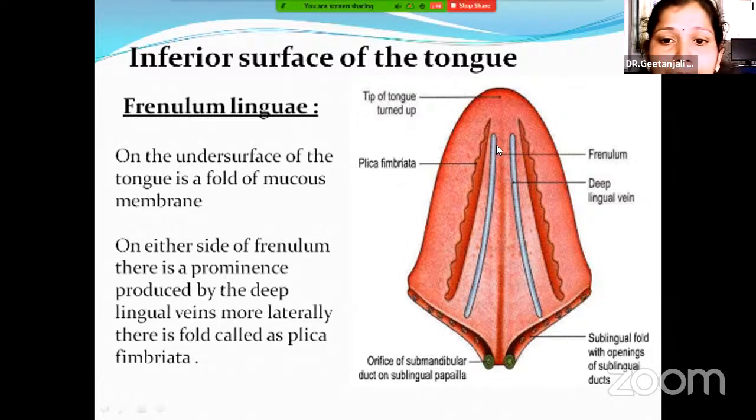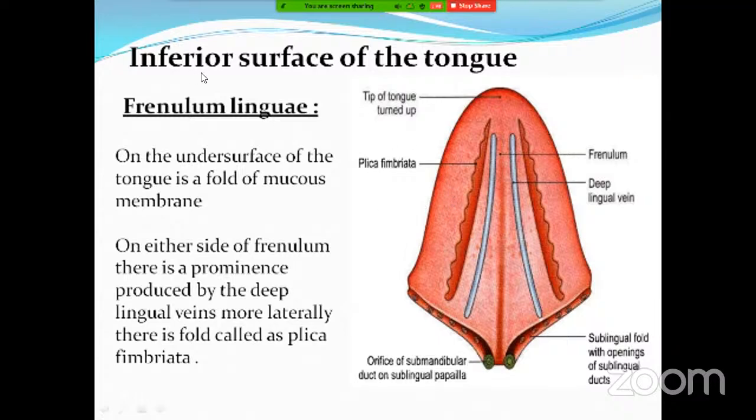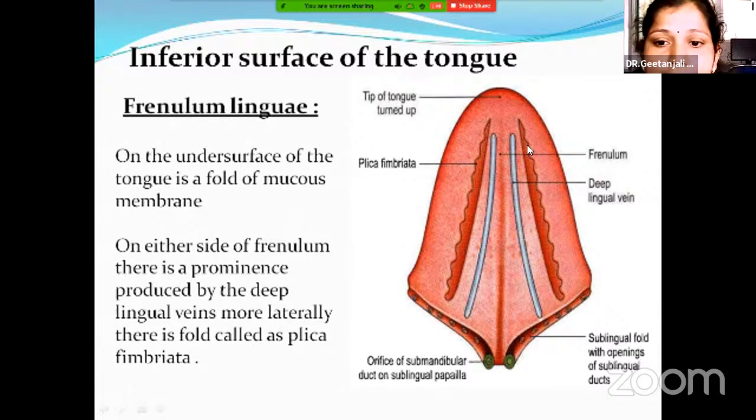What is this plica fimbriata? It is nothing but fimbriated folds of mucous membrane, and hence it is called plica fimbriata. In short, the inferior surface of the tongue has three important structures. First is the frenulum linguae, lateral to it is the deep lingual vein, and lateral to that is the plica fimbriata. See here, this is plica fimbriata, this is the deep lingual vein, and this is the frenulum linguae.